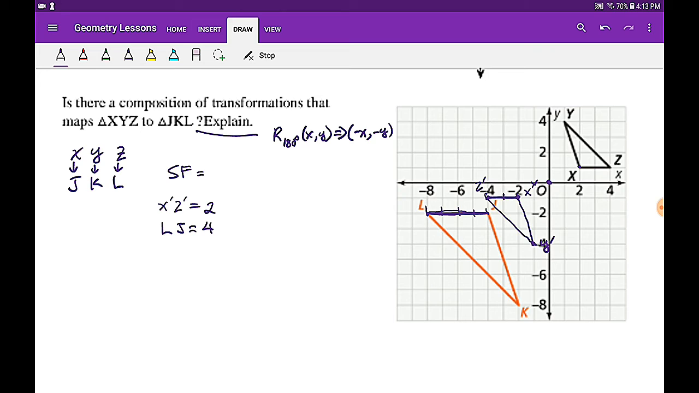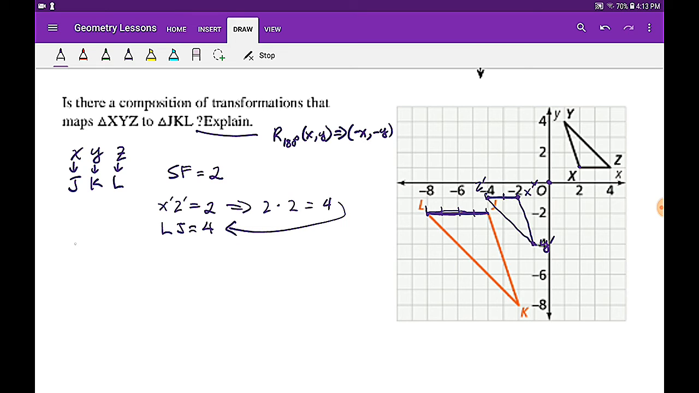So what is our scale factor? We know that in a dilation, the length gets longer or shorter by the scale factor. In this case, we want X prime Z prime to get longer, to be equal to 4. Now what do we multiply X prime Z prime by to get 4? Our scale factor is 2. So 2 times 2 is equal to 4.